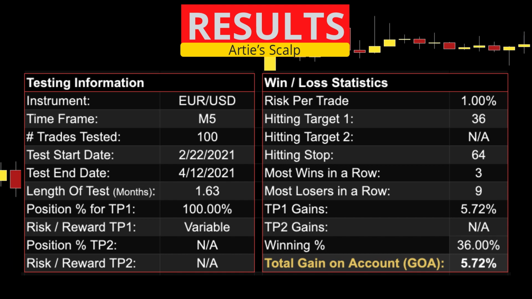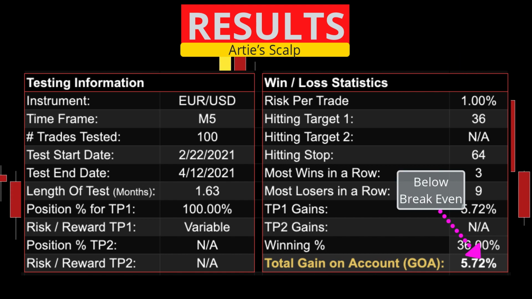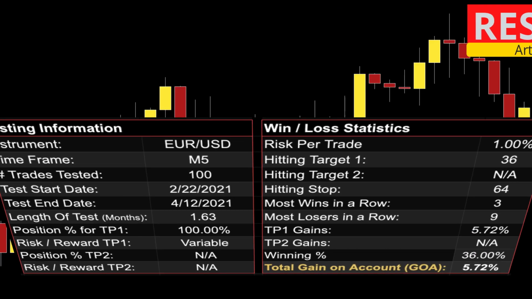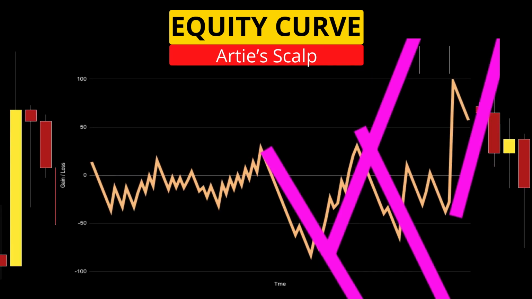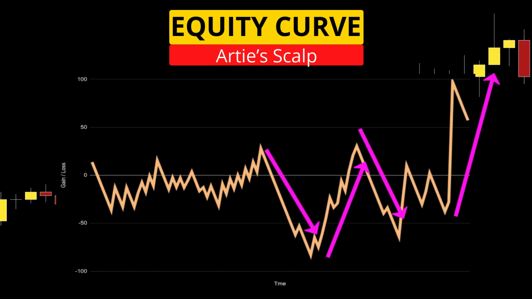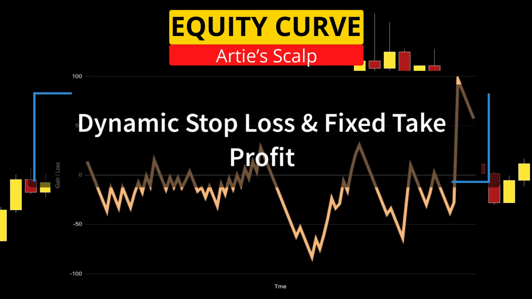Taking into consideration spreads and fees of most larger brokers, this would most likely be below break even. But there are many lessons to be learned based on this system that I will share in a moment. The equity curve on this test looks like a heart rate monitor. The reason you have these large impulsive moves in either direction is because of what the risk to reward winds up being when you mix a dynamic stop loss with a fixed take profit method.